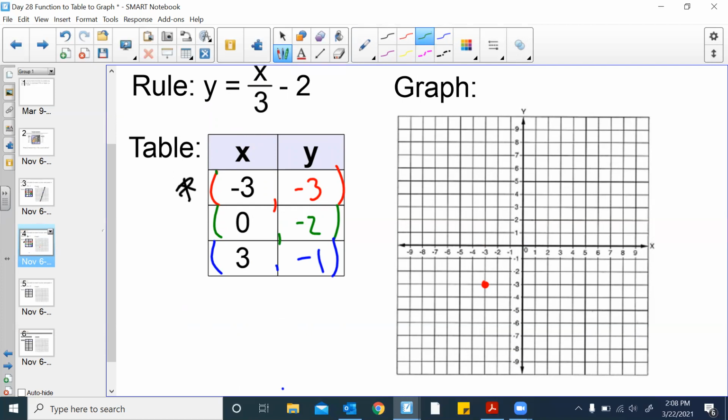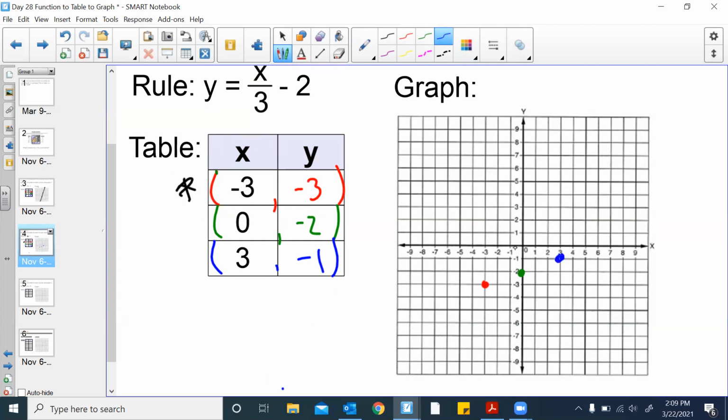Do the green one, x is 0, so you guys know we don't go left or right. We're just going to go down 1, 2, because our y was negative 2. And our third and final point is 3. So we start at the origin, come over 1, 2, 3. And then we're going to go down 1.